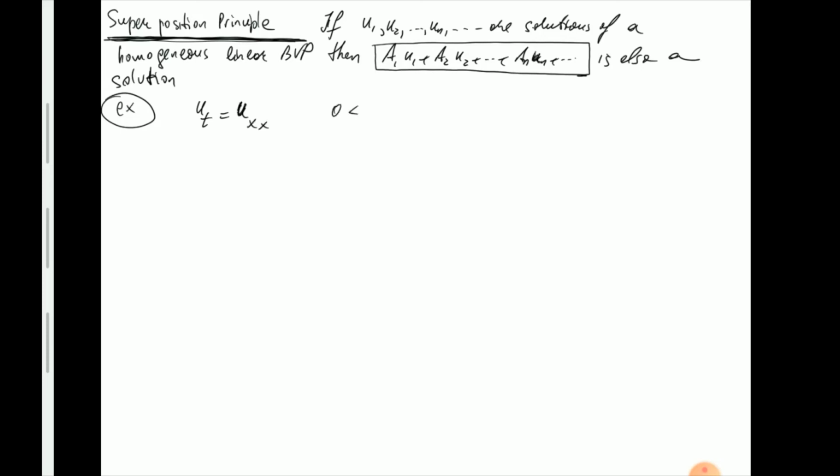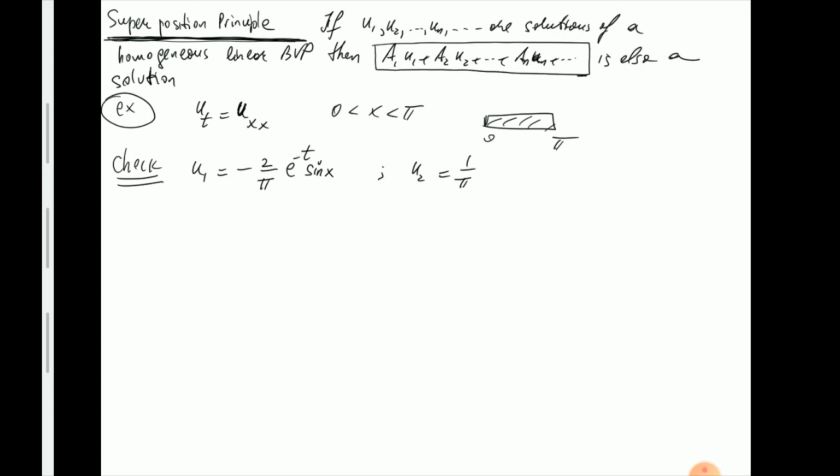This is the heat equation, and I'm going to choose the interval 0 to pi, which is kind of an unusual length for a horizontal bar, but it'll simplify a little bit the format of the solution. So check with me that the following two functions are solutions of the PDE. So u1 is minus 2 over pi e to the minus t sine of x. And then u2, another one, is 1 over pi e to the minus 4t sine of 2x.